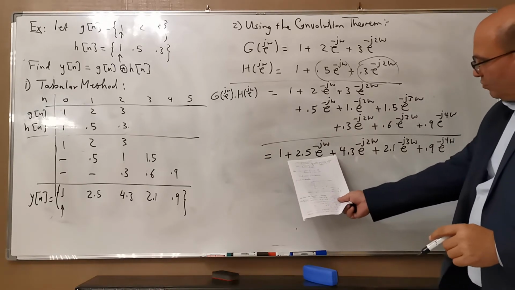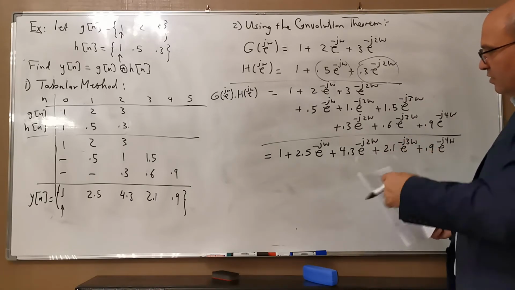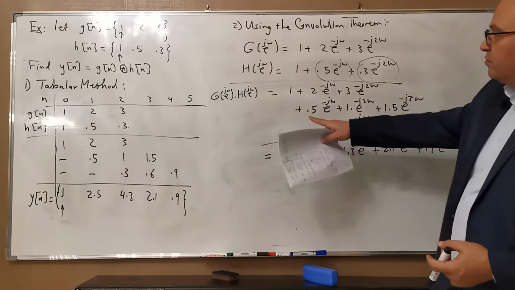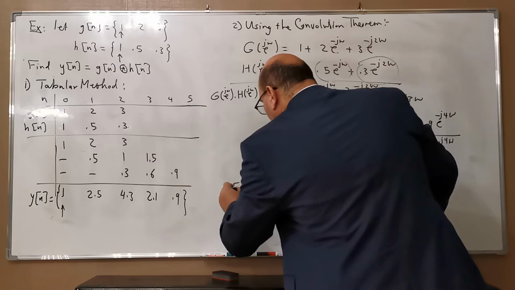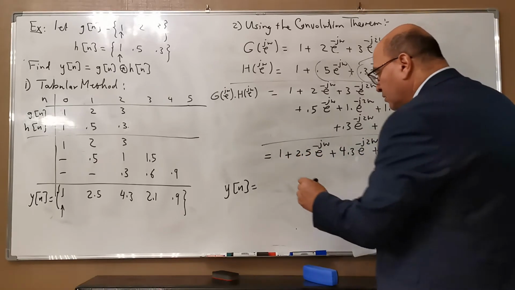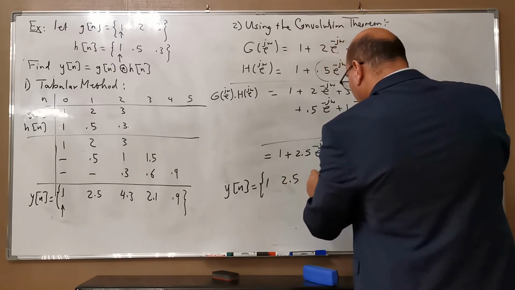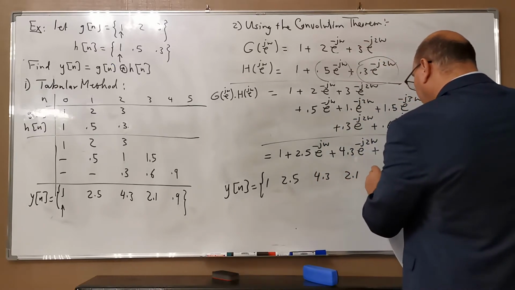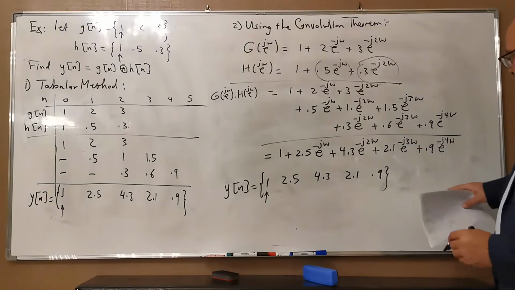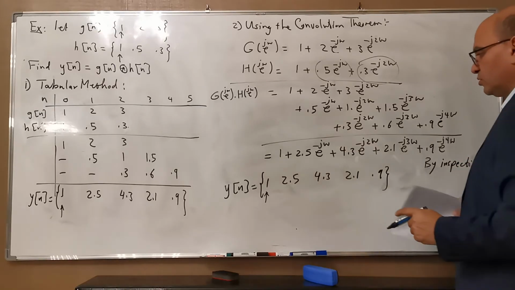By inspection, if you look at this polynomial in e^{-jω}, you can reverse it into the time domain very easily by looking at the powers, because they represent the indices of y of n. So I can directly say that y of n is equal to: this is e^{j0}, so index 0, and this is my 1. This is index 1, so this is 2.5, then 4.3, 2.1, and 0.9, with the 0 index here. So I did the inverse directly by inspection.